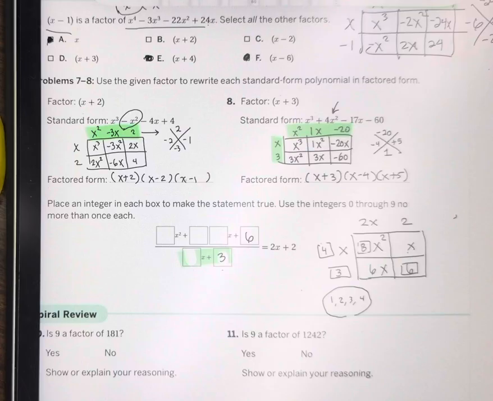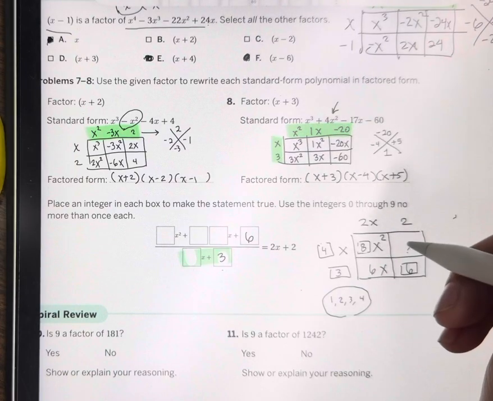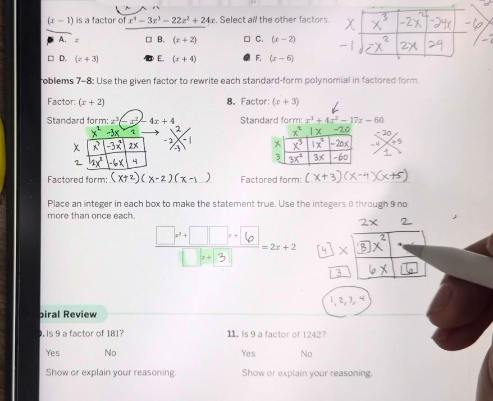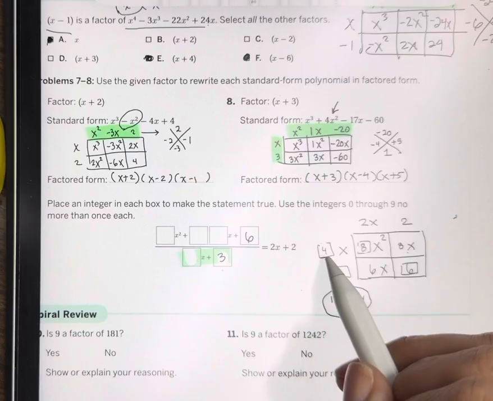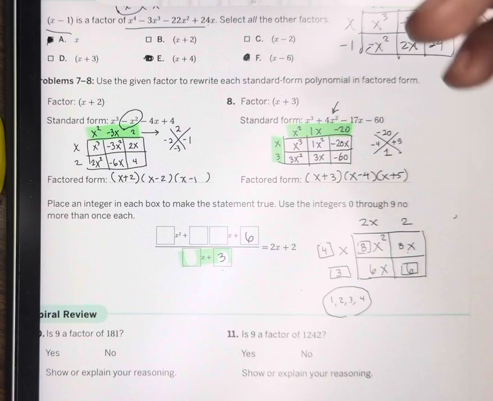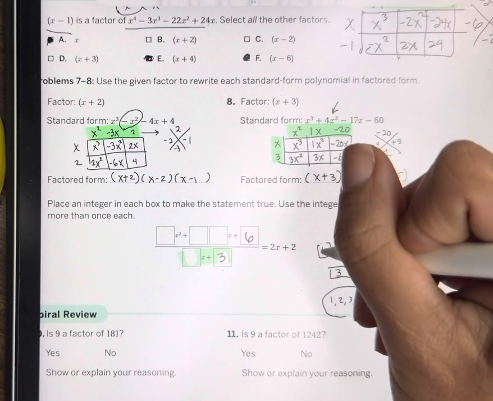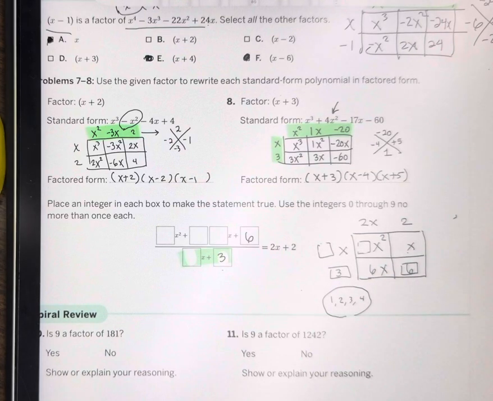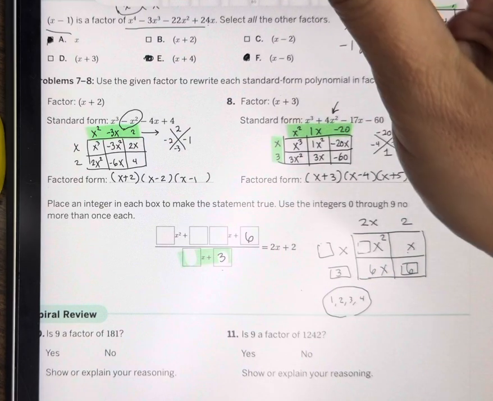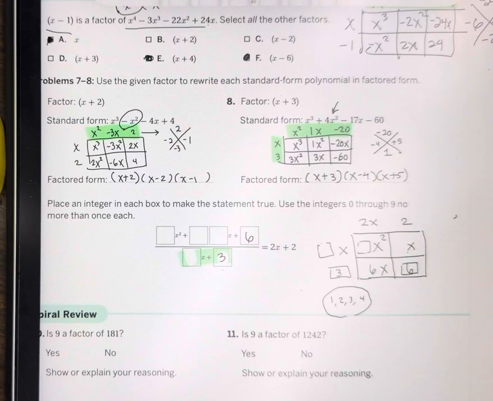That's a problem. It can't be 4 because then I would have an 8 here, and 8 and 6 would make 14. And I already used the 4 right there. So I can't make 14 if I've already used the 4. This problem is unnecessary, you guys. I'm irritated. Okay, I used the 3 and I used the 6.